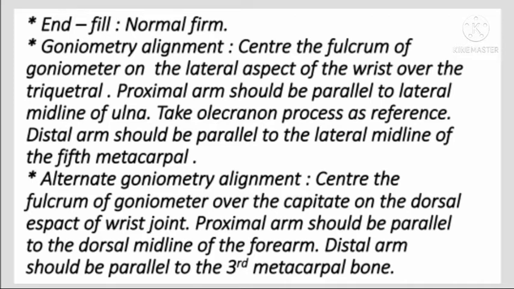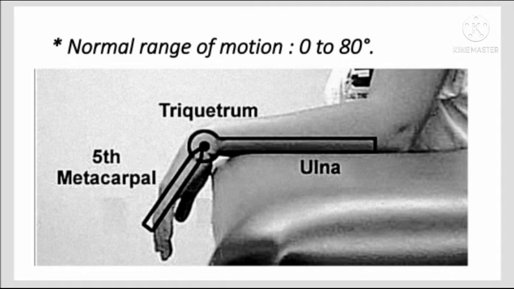Center the fulcrum of the goniometer over the capitate on the dorsal aspect of the wrist joint. Proximal arm should be parallel to the dorsal midline of the forearm. Distal arm should be parallel to the third metacarpal bone. Normal range of motion is 0 to 80 degrees.